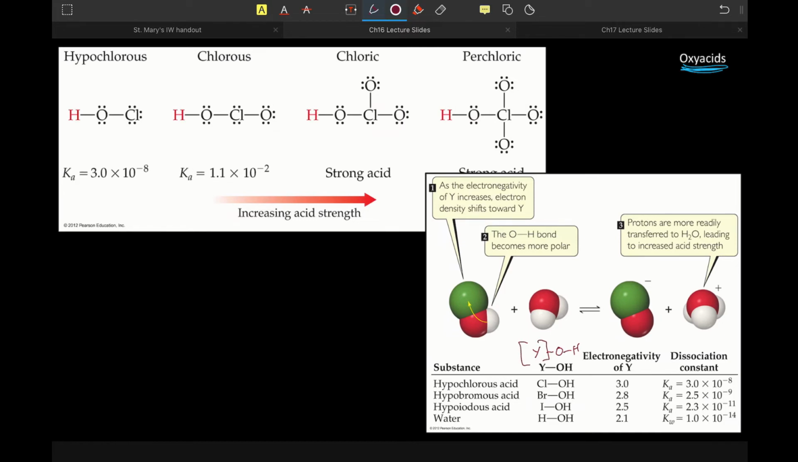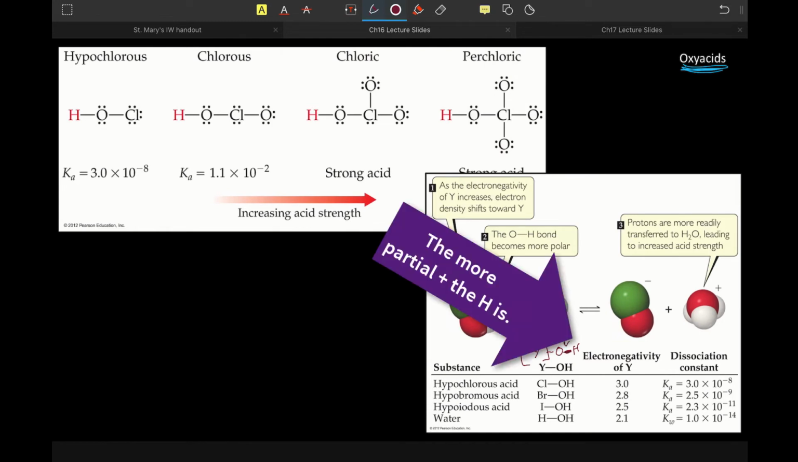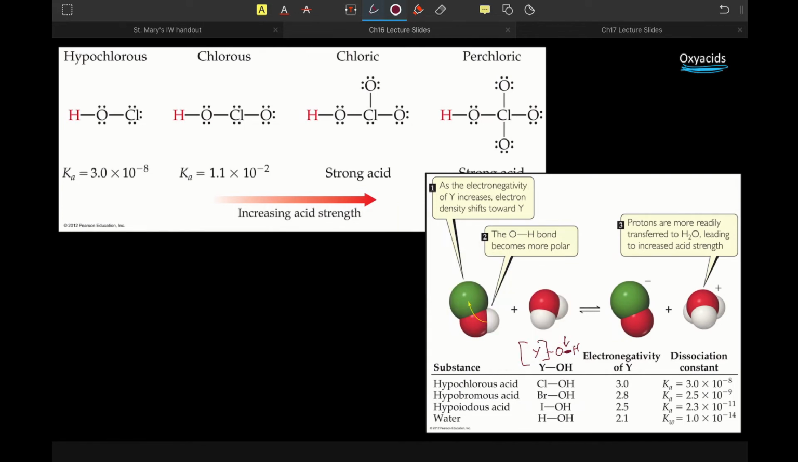electronegativity of Y, right? The more that Y atom is able to pull electron density towards itself, which means pulling it away from this OH bond, the more readily that hydrogen can be taken away by a water molecule, which is why this one with the highest electronegativity is also the most acidic, right?